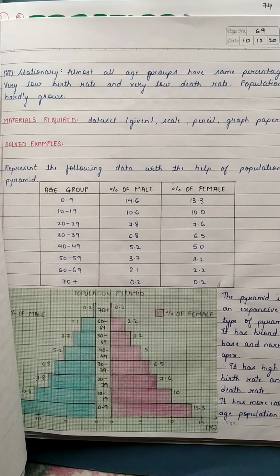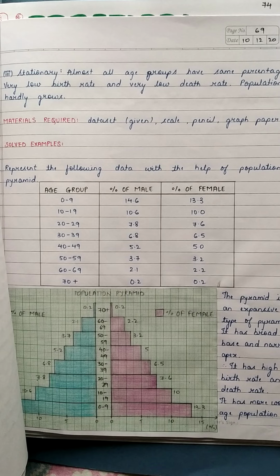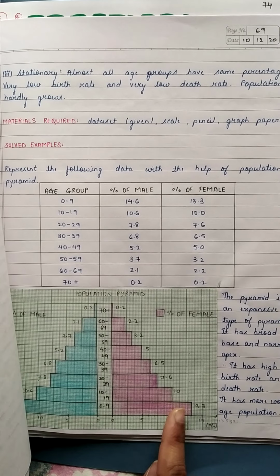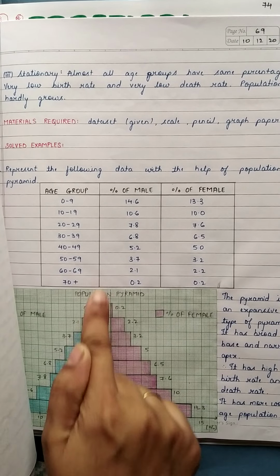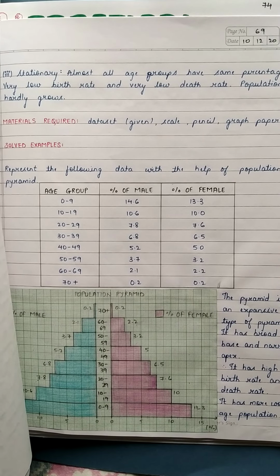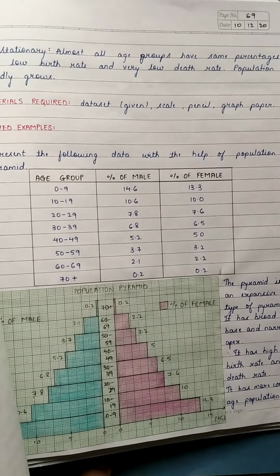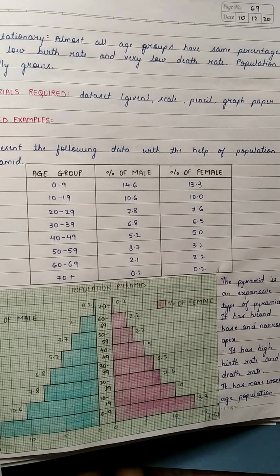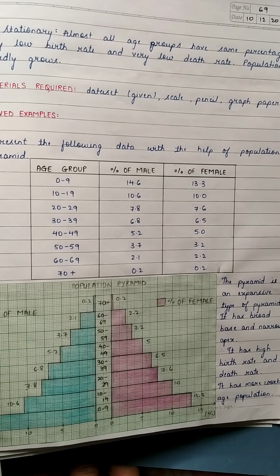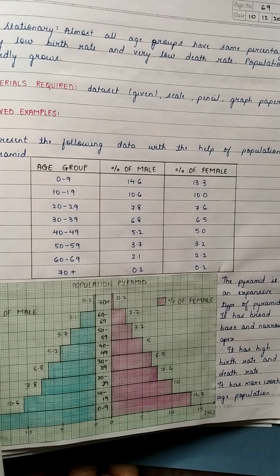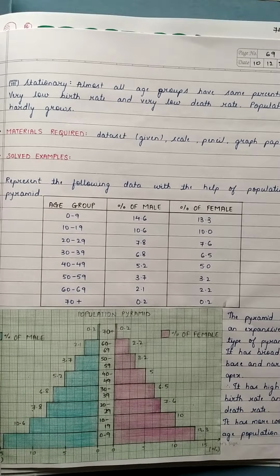So this is how the solved example is done. This is how the population pyramid is designed. The percentage of females will be on the right hand side and the percentage of males will be written on this side, and in between you have the range of age. On that basis you are going to give the conclusion of the population pyramid, whether it is expansive, constructive or stationary. So this is the expansive type of population pyramid, where the base is broad and the apex is narrow.